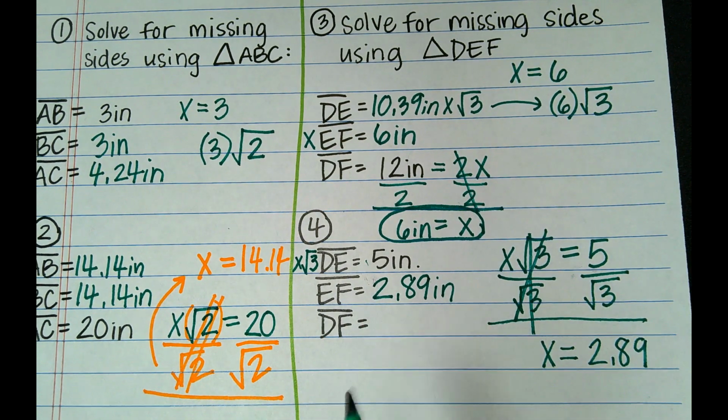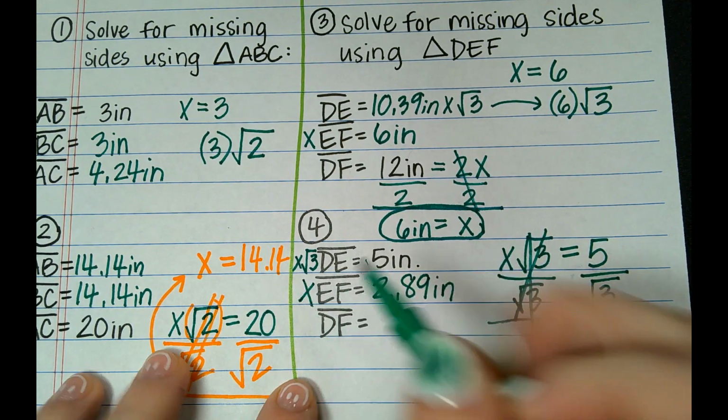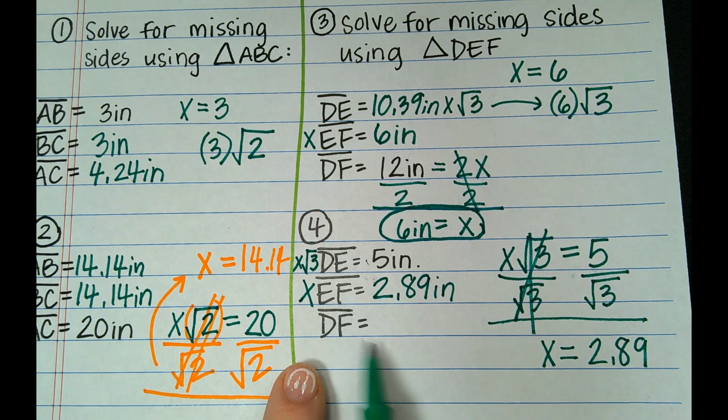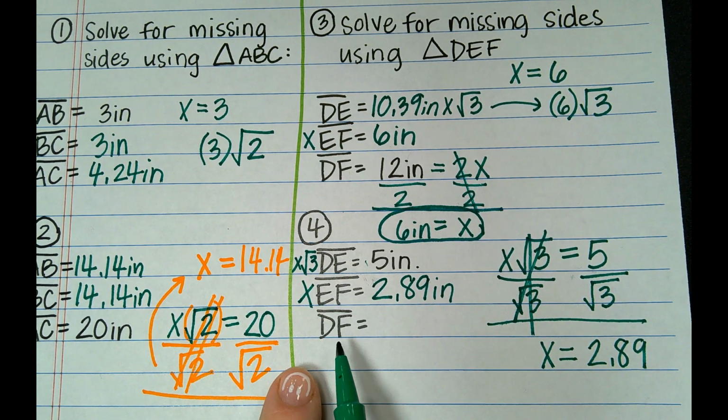So I have E to F, that was X. I'm gonna just label that. Now, how do I solve for the last side, DF? Would it be 2x equals 0.89 and then divide it?